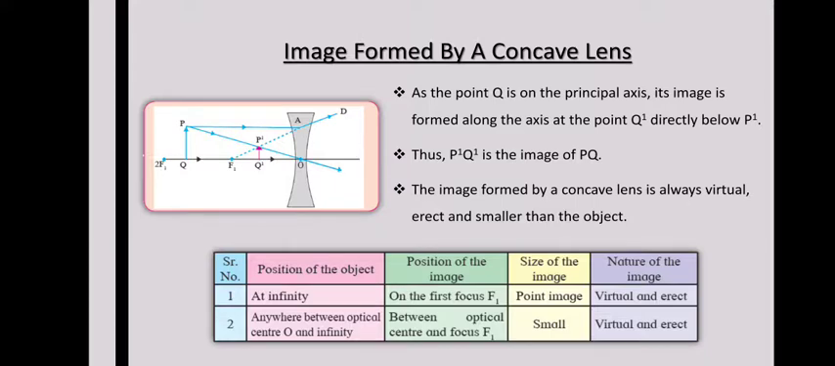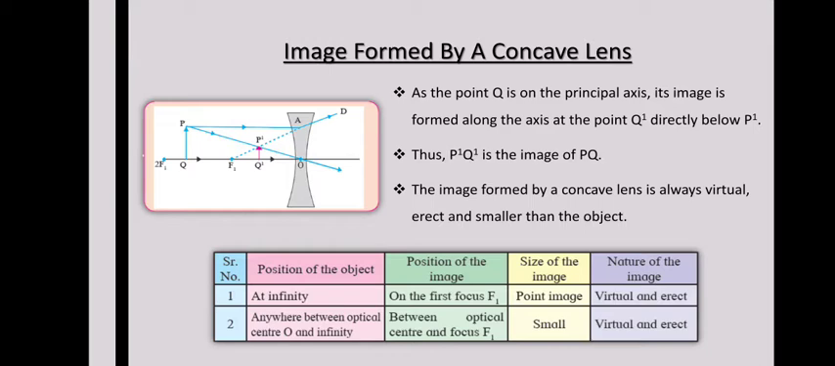As the point Q is on the principal axis, its image will be formed along the axis at the point Q1. You can see here P1Q1, the pink arrow which is shown. Thus P1Q1 is the image of PQ. Now the image formed by a concave lens is always virtual, erect and smaller than the object. Virtual, erect. Whereas with the convex lens it was real, but here it is a virtual image.